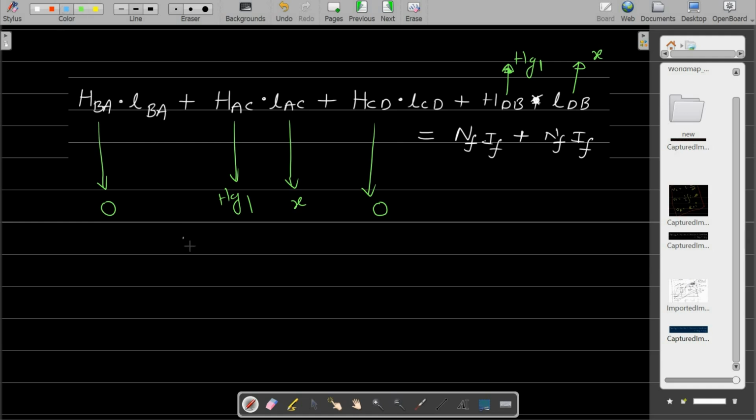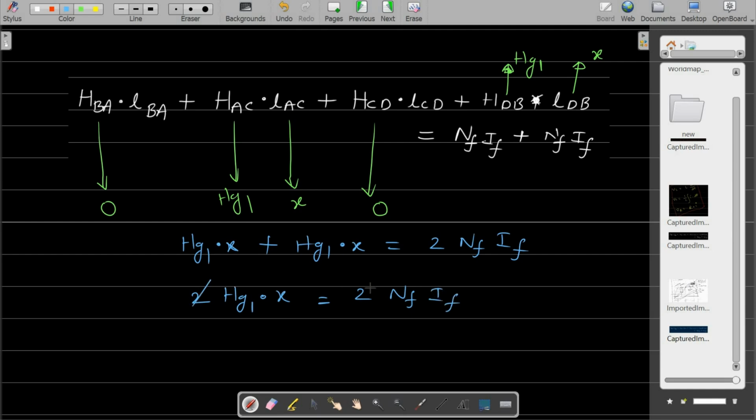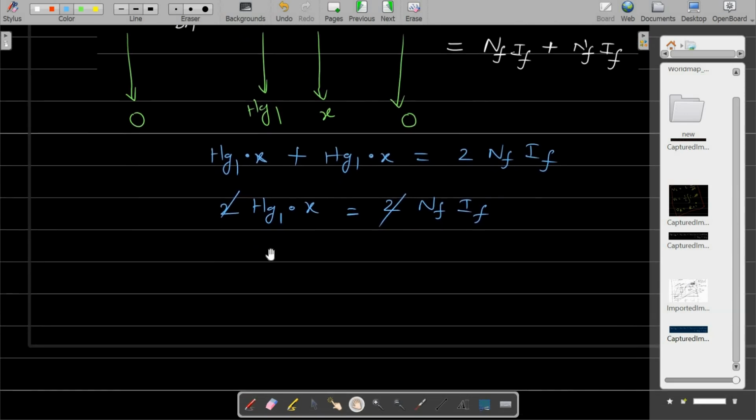That is, Hg1 into X plus Hg1 into X will be equal to 2 NF IF. Now this can be written as 2 into Hg1 into X equal to 2 into NF into IF. This two will cancel. Now what I can say is that Hg1 will be equal to NF IF divided by X. This is the equation.